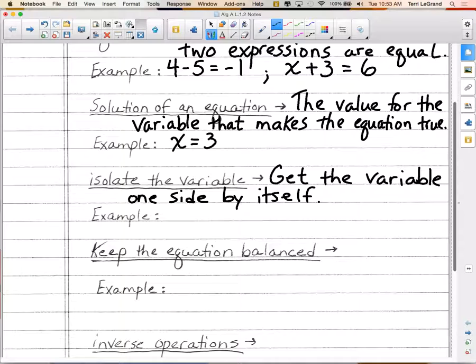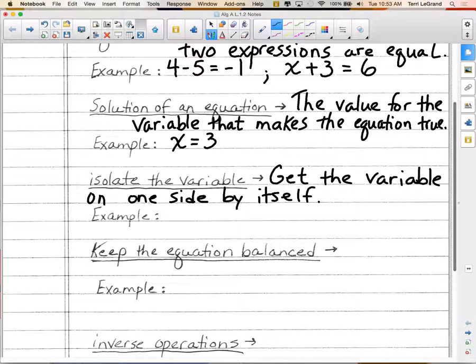Get the variable by itself on one side. I left the word "on" out, didn't I? Let's get that word "on" in there so it makes sense. Get the variable on one side by itself.